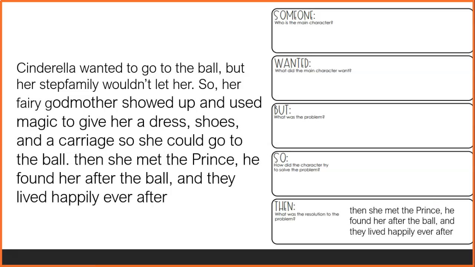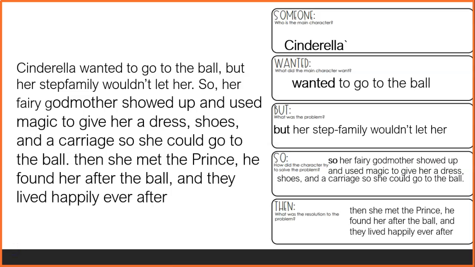Altogether, our summary says, Cinderella wanted to go to the ball, but her stepfamily wouldn't let her. So her fairy godmother showed up and used magic to give her a dress, shoes, and a carriage so she could go to the ball. Then she met the prince. He found her after the ball, and they lived happily ever after.